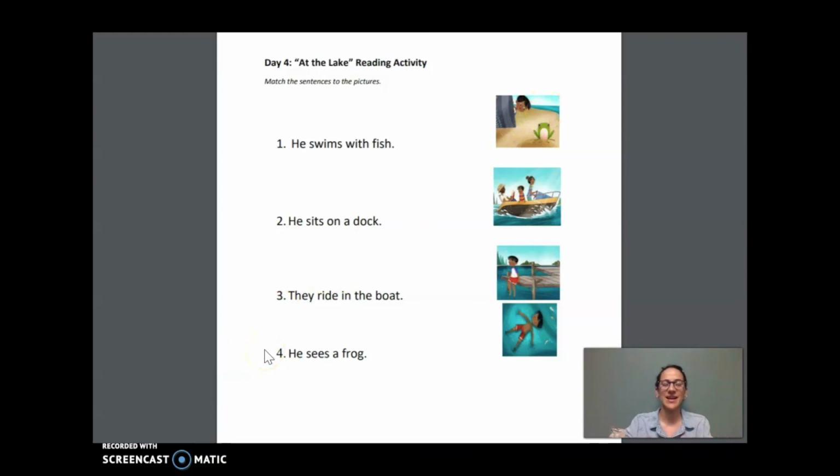He sees a frog. Now that you've done the activities, go back, try to do it by yourself. Remember the word letters A-K-E and the sound ache. You can read lots of words with that. Use your vocabulary to read your book about the lake, and you can talk about it with someone.